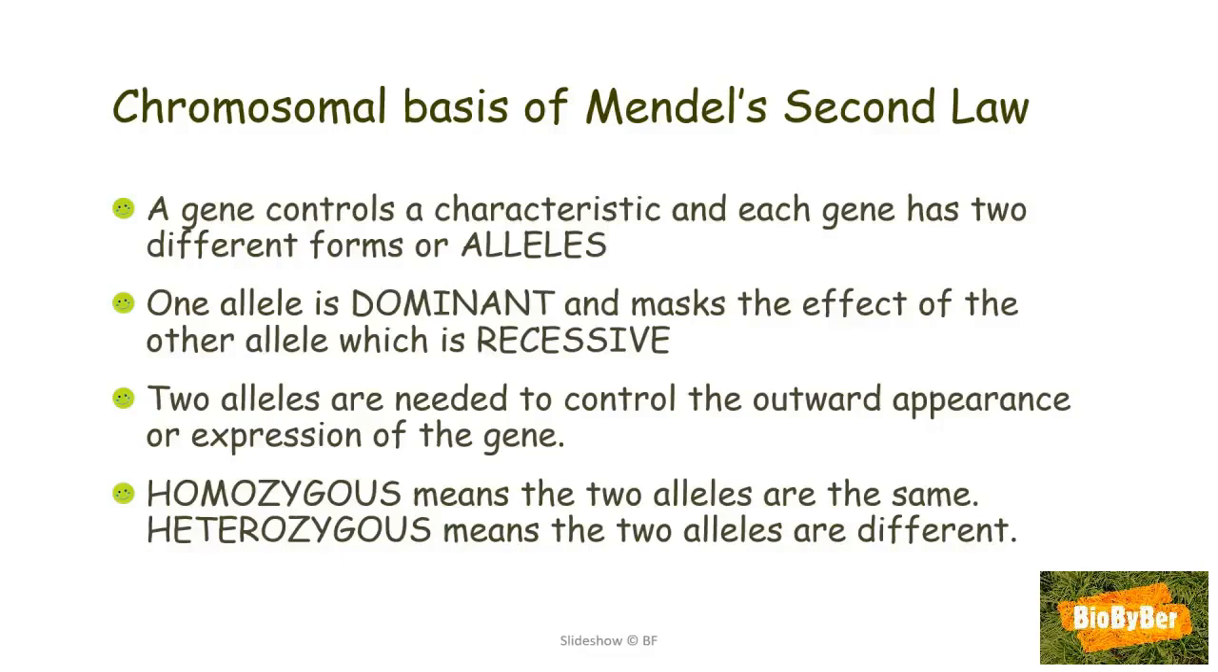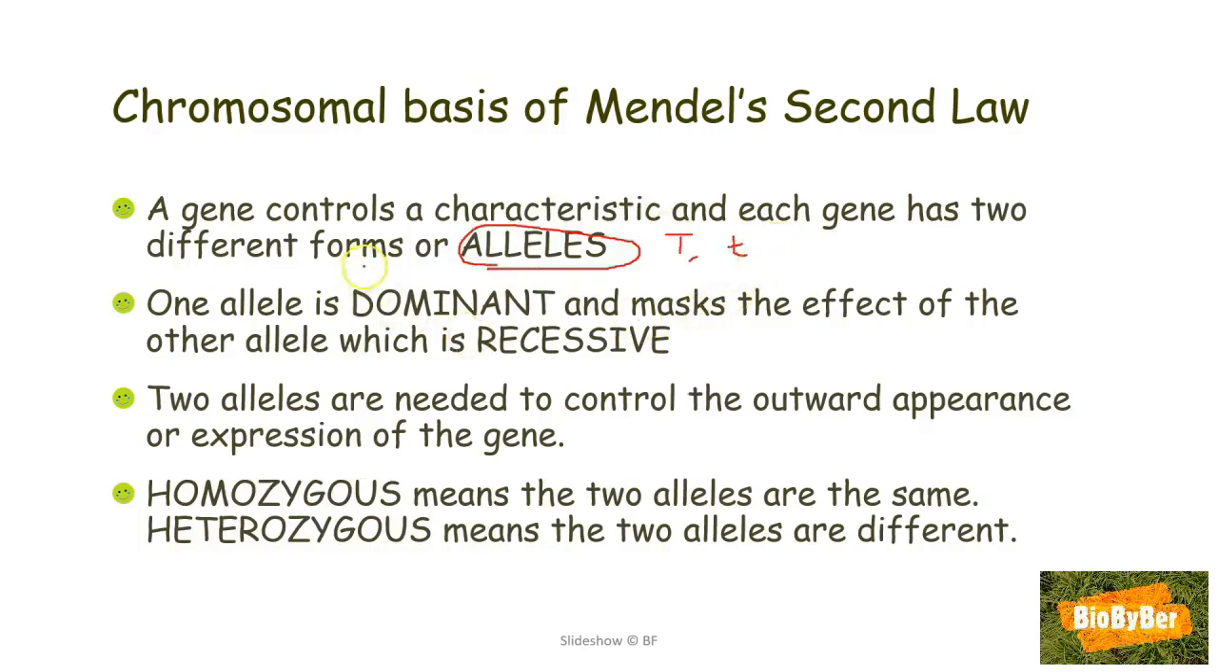Don't forget that a gene controls a characteristic, and each gene has two different forms, or two different alleles. Do you recall that we have a gene for height in pea plants, and the gene for height has two different forms? One allele is big T, which is for tallness, and the other allele is small t, which is the allele for smallness.